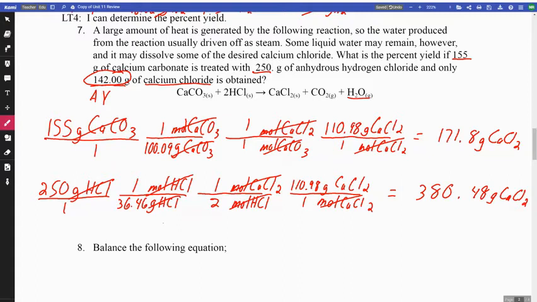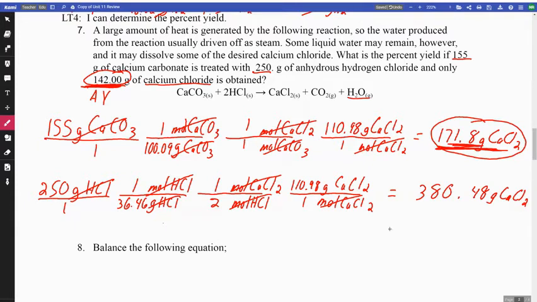Okay, so now we are comparing our two yields. Whichever one is the lower one is our theoretical yield. So that means that this is our theoretical yield. Since this is the maximum amount we can possibly make, and our actual yield is what we actually got, to figure out our percent yield, we just take our actual yield divided by our theoretical yield times 100.